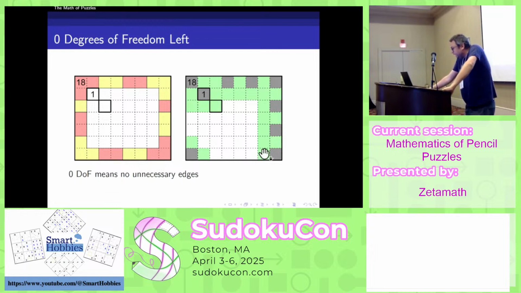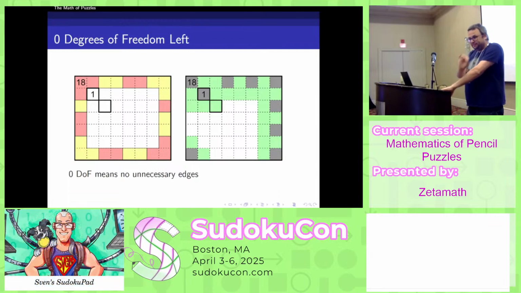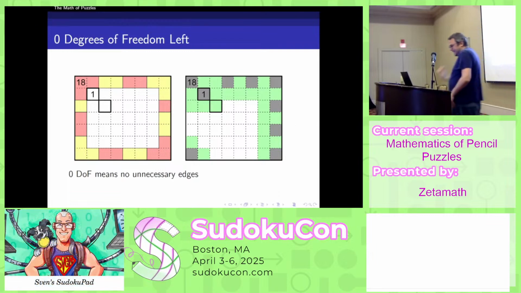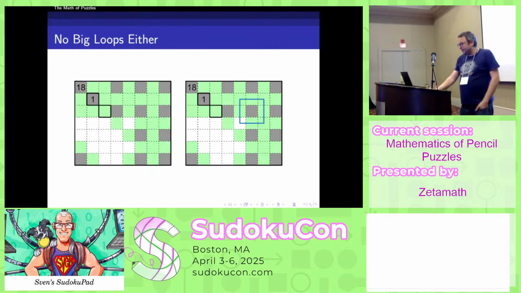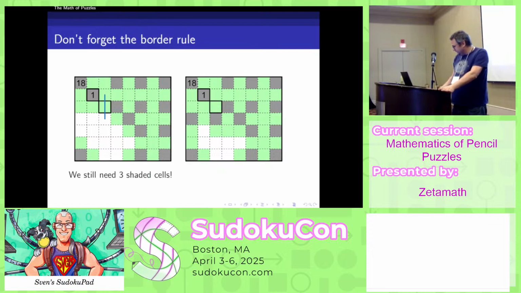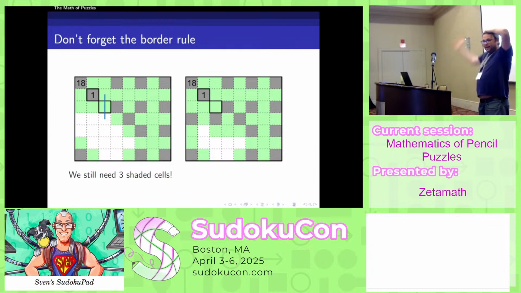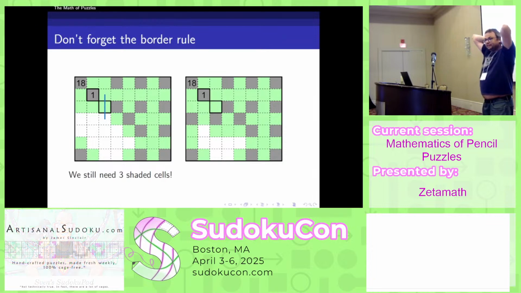Okay. Now, we have 0 degrees of freedom, and remember 0 degrees of freedom, because we've already spent our 1, means I can't have any unnecessary edges. And so you can go through and play our same game of looking for loops and things like this. You can even remember that secret rule of Heyawake that I said I wasn't going to talk about much, but here it applies. For example, I can't leave that cell unshaded, or I've got a string of unshaded cells.